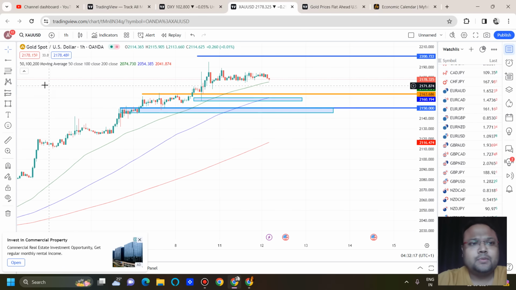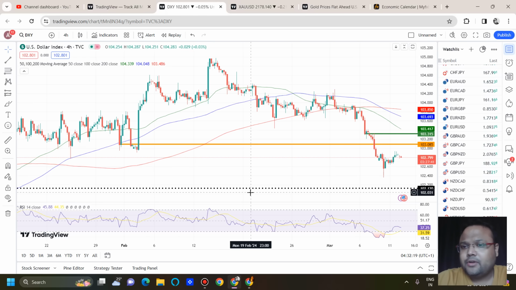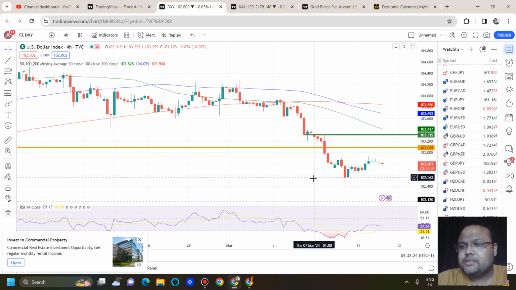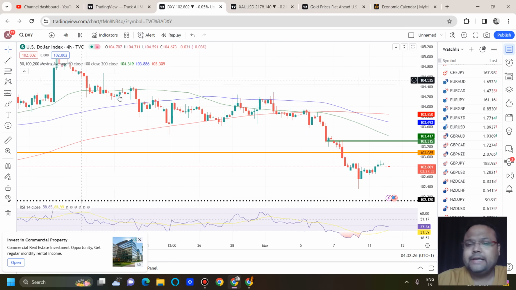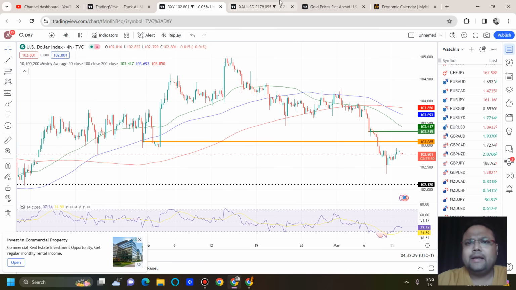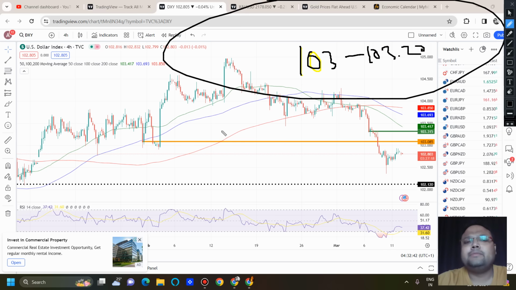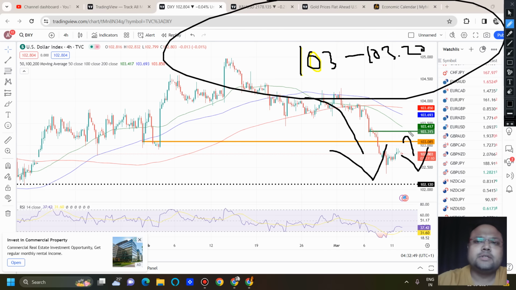Okay, so let's look at the chart of the dollar index. We can see the dollar index is also flat, not much activity going on. The dollar index is trading at 102.80. DXY is flat more or less. And as we discussed yesterday, if DXY goes up to 103 to 103.20, it will face some resistance around this area and we can expect a reversal because the trend of the market is down. If the market reverses from this particular zone, we can plan our trades accordingly.